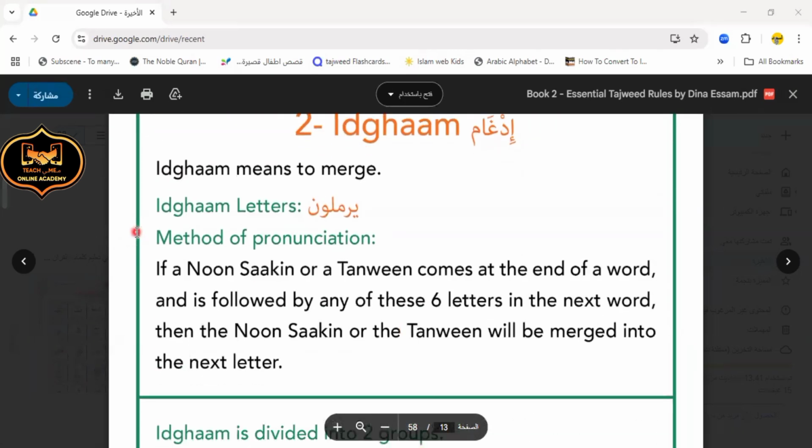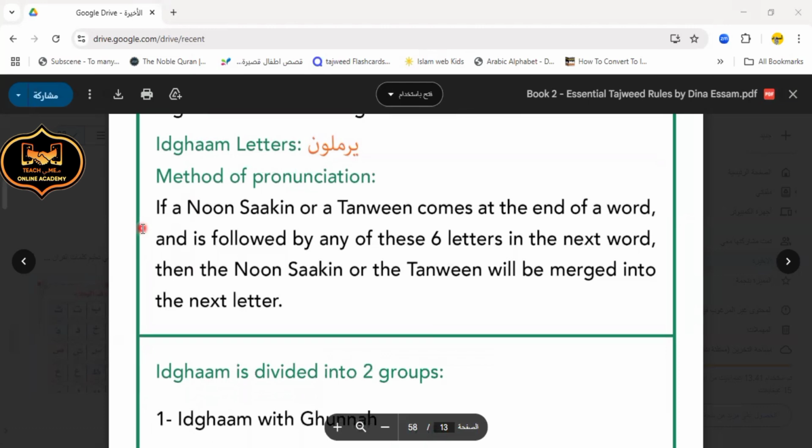Idgham means to merge. We have collected the letters in the word yarmalun, okay? They are the Idgham letters. They are 6. The rule is here: if a noon sakina or a tanween comes at the end of a word and it is followed by any of these 6 letters in the next word, then the noon sakina or the tanween will be merged into the next letter.